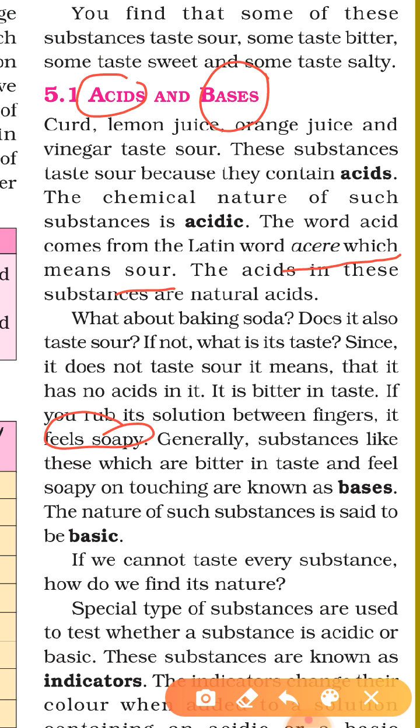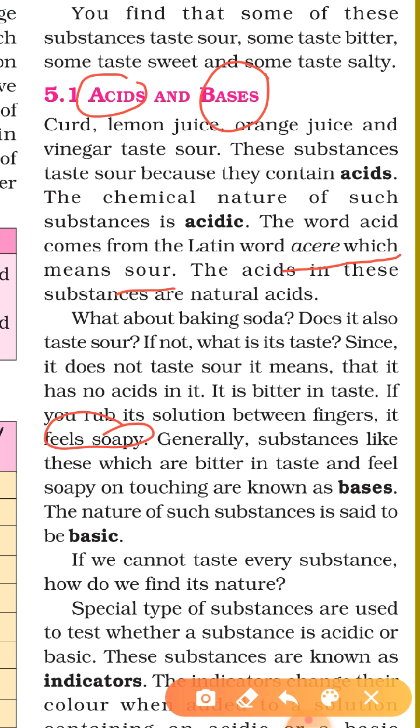Acid's nature is acidic and base's nature is basic. So what is the definition of acids and bases? Firstly, acid comes from the Latin word acer, which means sour. Acids are acidic in nature. The substances which are sour in taste are known as acids.